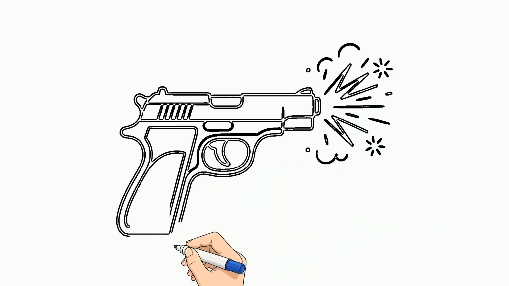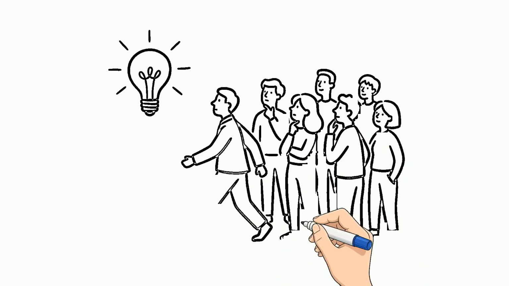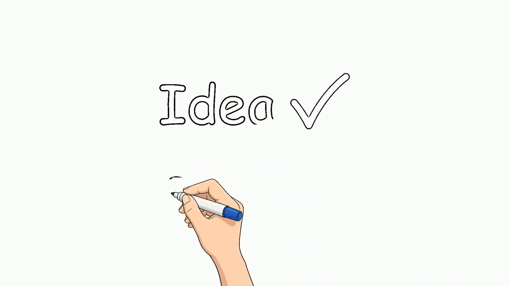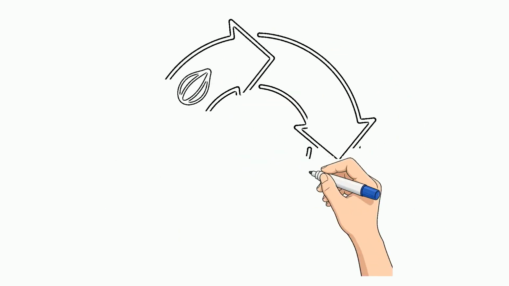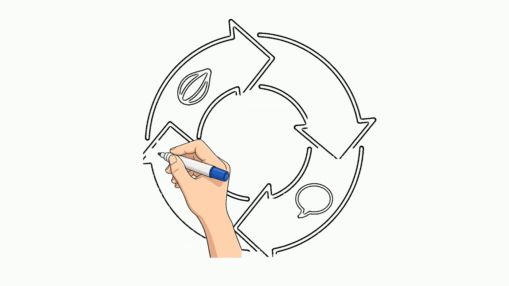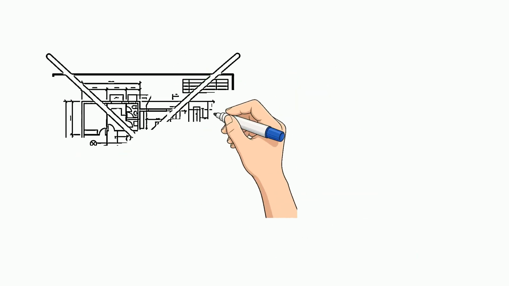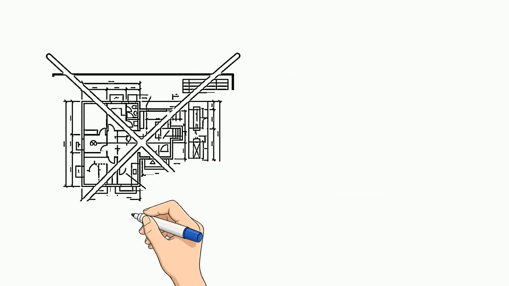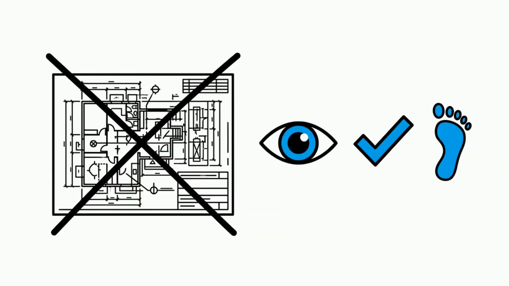Finally, let's talk about action. Many people see opportunities, but few act on them. The difference is execution. Start small. Test your idea. Get feedback. Improve quickly. You do not need a perfect plan to begin. You need clarity, validation, and the willingness to take the first step.